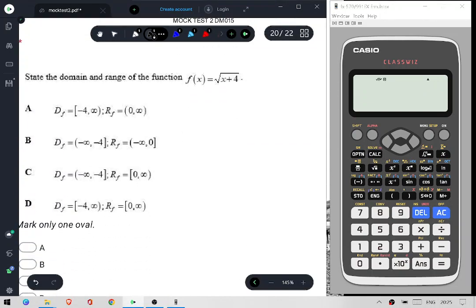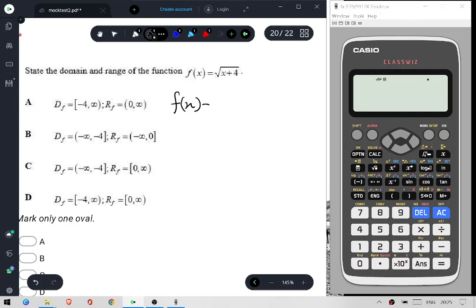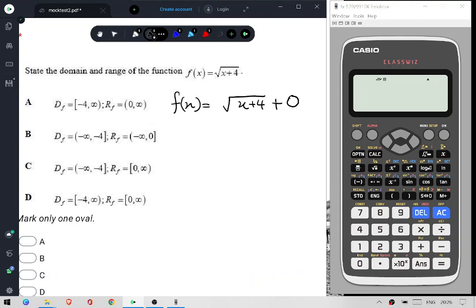Okay. Next. State the domain and range for the function f(x) equals square root of x plus 4. For this one, we have to write the full form: f(x) equals square root of x plus 4, plus 0. This one is easy to do the domain and range by sketching. So we sketch it first.